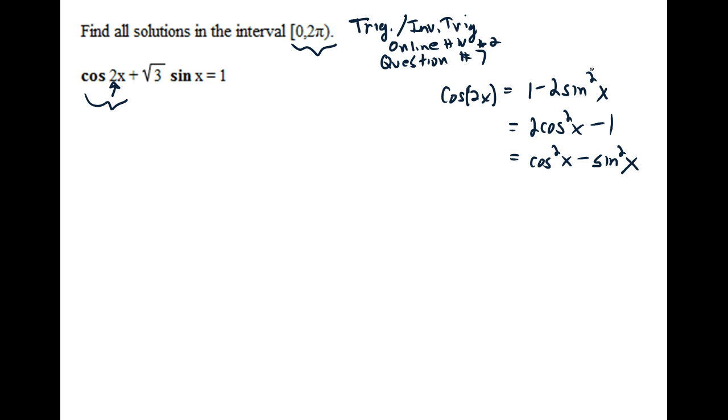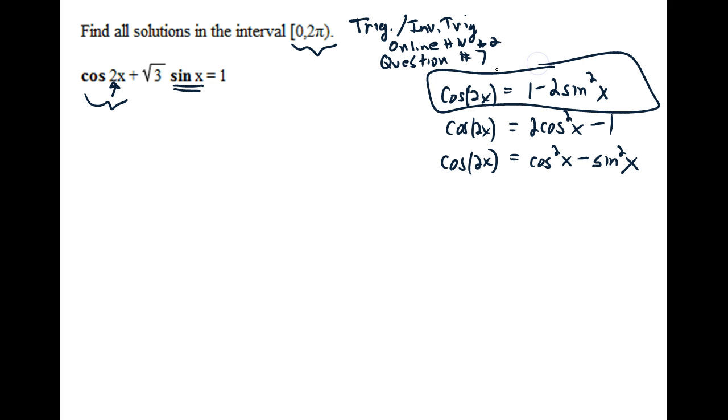We have our choice of which one of these we're going to use, and we're going to take into account the rest of it, look at the context and see the rest of the equation. Notice how there's a sine x in the equation. These two have cosine squared in them, so it's good to have all one trig function, so we're going to go with this one. Replace cosine 2x with 1 minus 2 sine squared of x. Here's what that does for you.